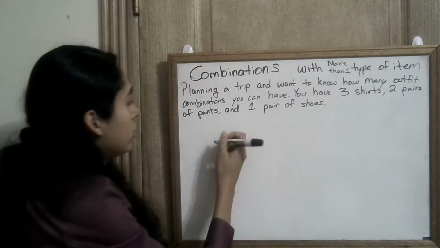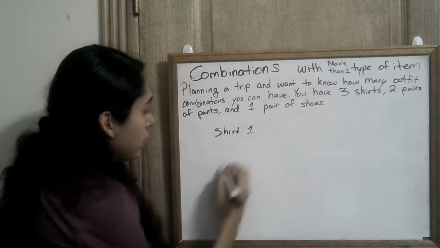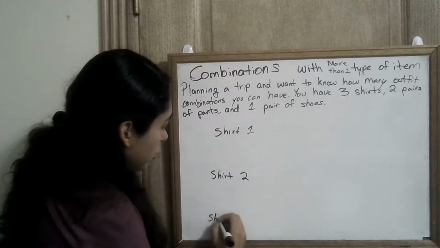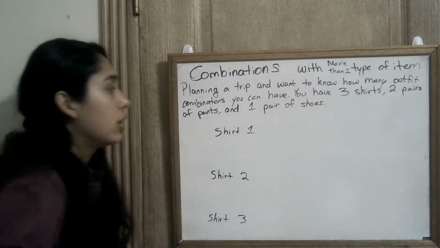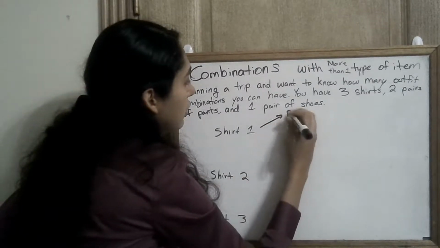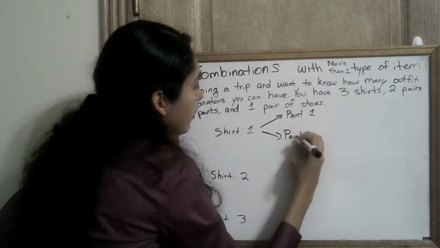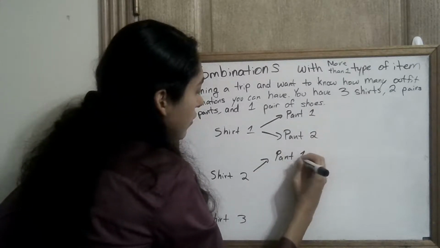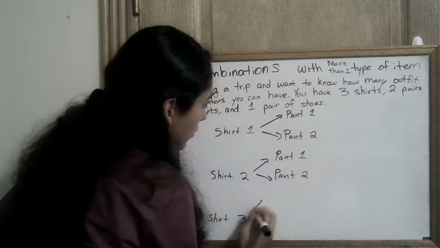Let's say we have shirt 1. We have shirt 2. And we have shirt 3. So we have our 3 different shirts. From there, we can pick out either pant 1 or pant 2. Same thing over here. Pant 1, pant 2.